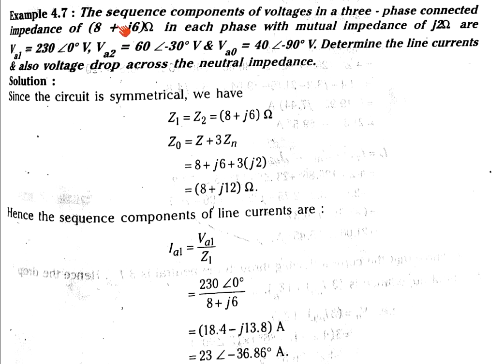So the problem is like this: the sequence components of voltages in a three-phase connected impedance of 8 plus J6 ohms in each phase, with neutral impedance of J2 ohms, that means mutual impedance of J2 ohms. VA1, that is the positive sequence voltage, is given, the negative sequence voltage is given, and the zero sequence component of voltage is also given. Determine the line currents and also the voltage drop across the neutral impedance.